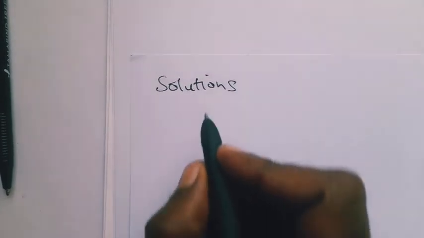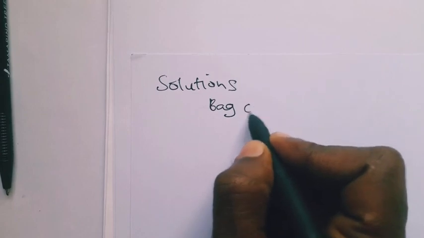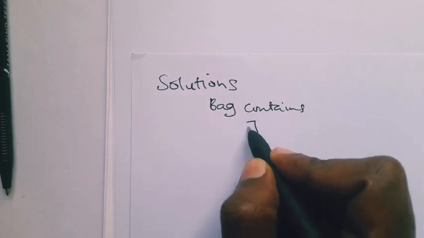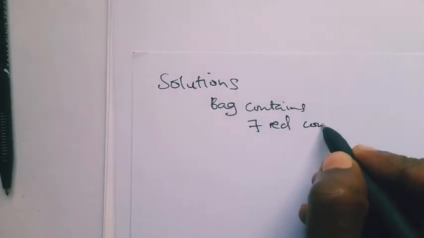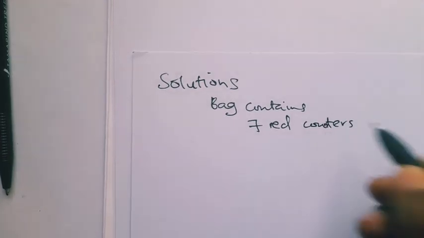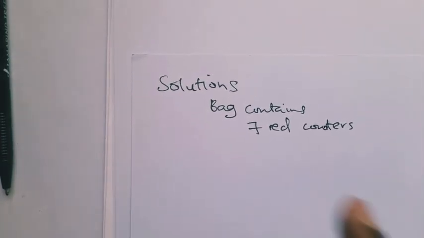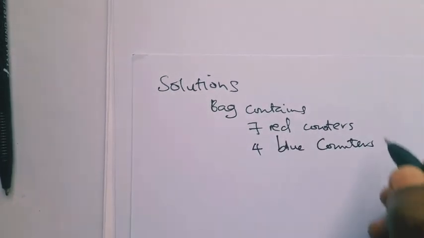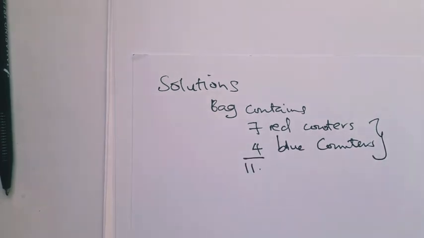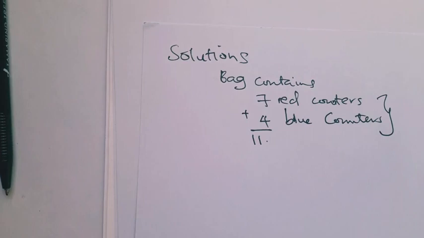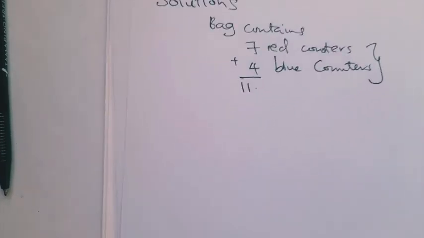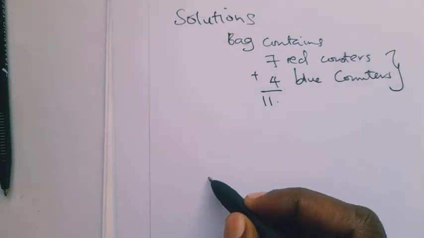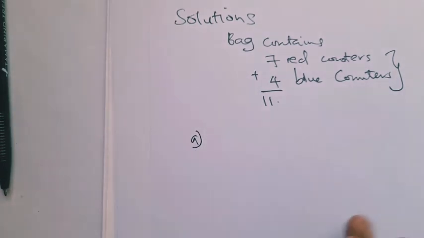Now first we get to understand that this bag contains this number of counters. It contains 7 red counters, and then it also contains 4 blue counters. In total, they are 11. That is 7 plus 4. So in that bag, we expect to get 11 counters. So now on tree diagram, we are going to have a representation by solving in the part A.